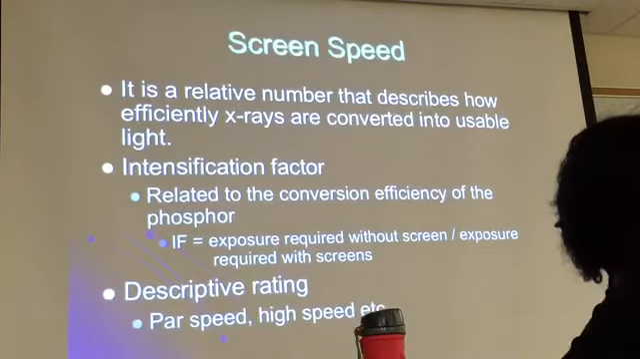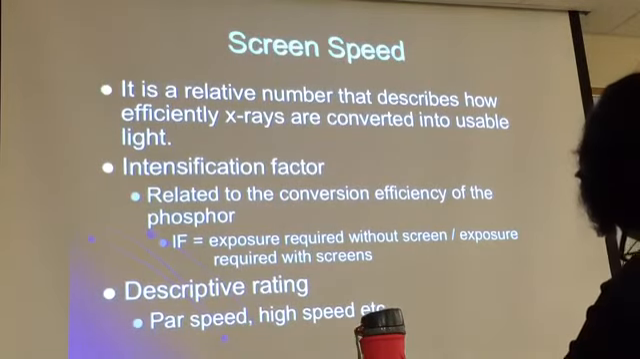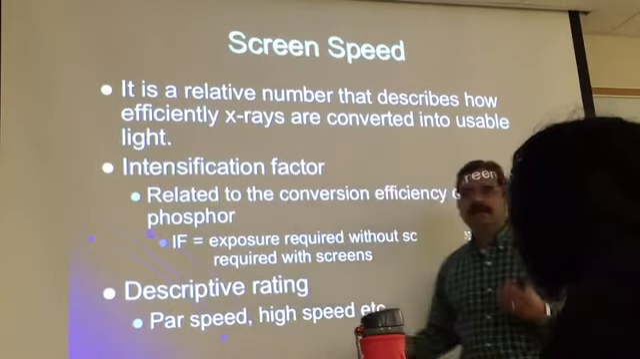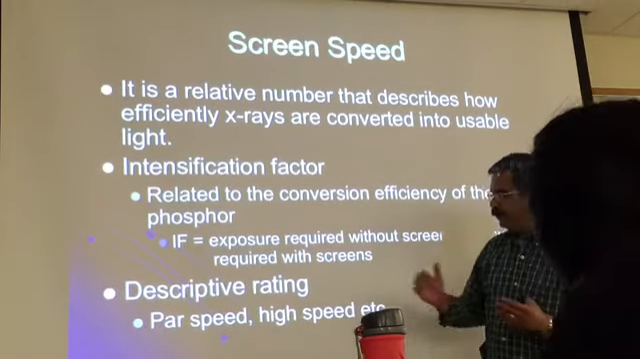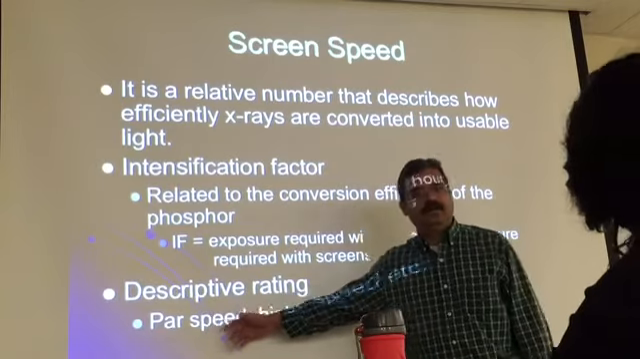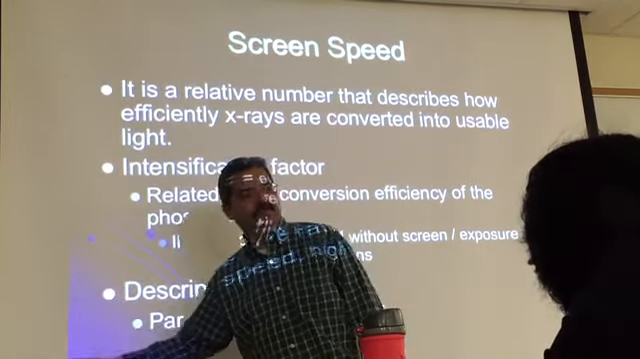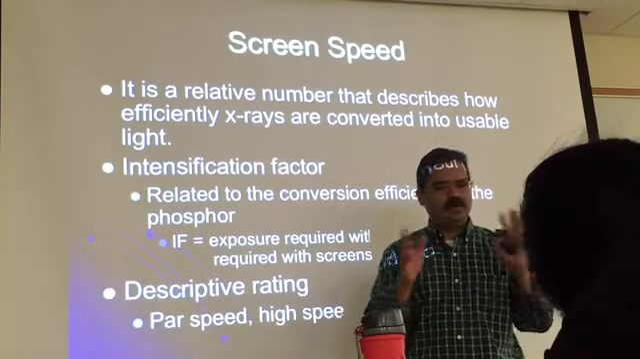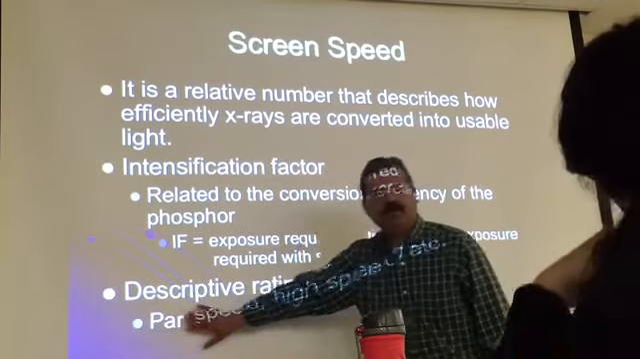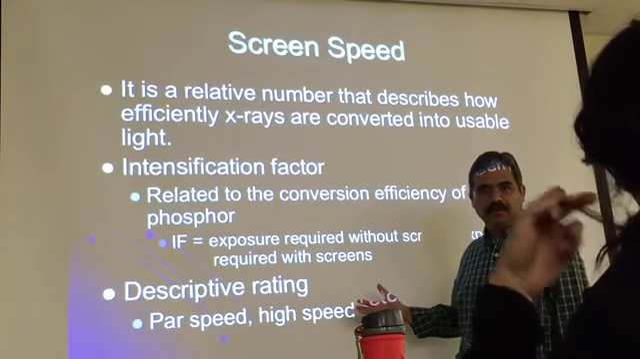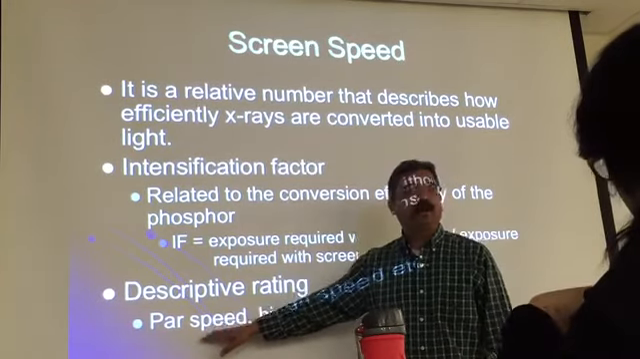Descriptive rating, you always talk about par speed and high speed. There are different ways of doing it. Par speed is your standard, and then you have high speed, and then you have the very low screens. But in this case, I think Bouchon or Carl, I can't remember, one of the two, just uses par speed and high speed. Par speed is always 100.